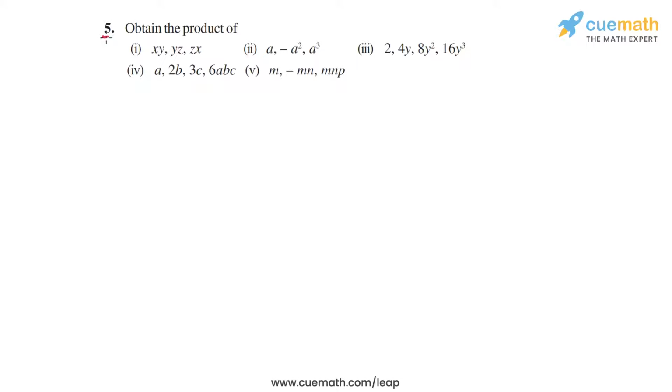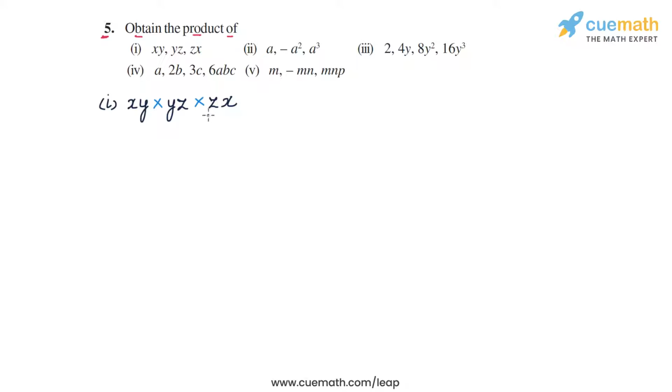In question 5, we have to obtain the product in each part of the given monomials. So in each part we are given some monomials and we have to multiply them and find the product. So let's start with the first part. In the first part, the monomials are xy, yz and zx, and we have to multiply these three monomials.